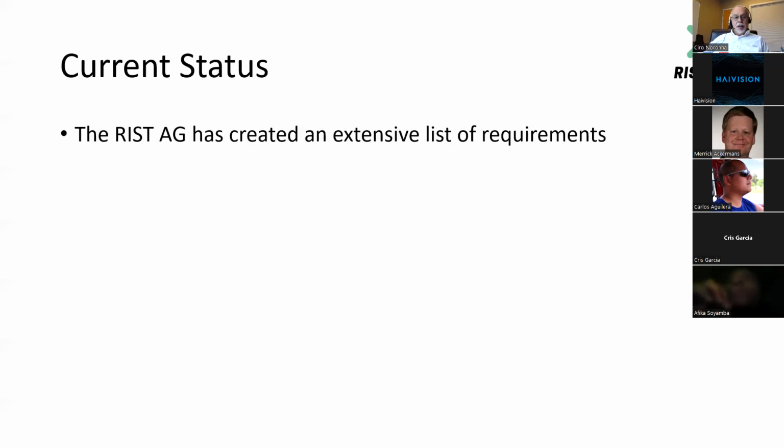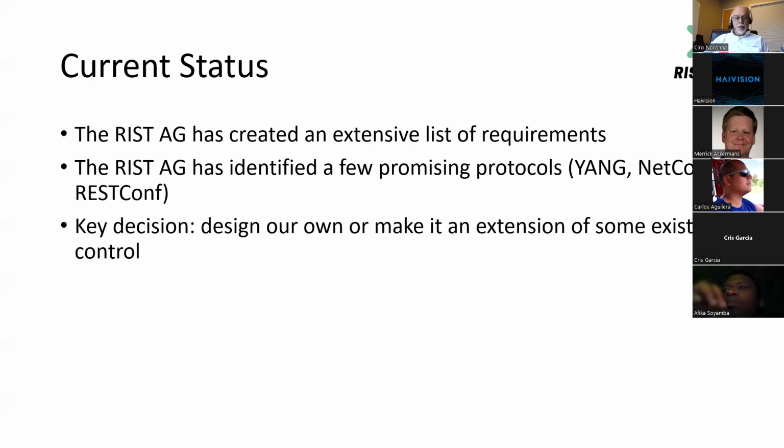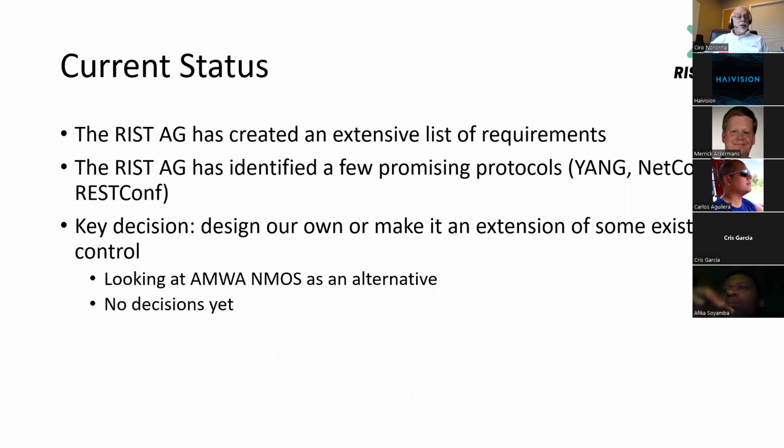We start with something that my friend Adi calls a bucket list. We create a bucket and we throw all the requirements in the bucket. We have identified a few promising protocols, YANG, NETCONF, RESTCONF. And there's a key decision: design our own or make an extension of some existing control. We haven't decided that. We're looking at AMWA and NMOS as an alternative. And we have not decided anything yet.